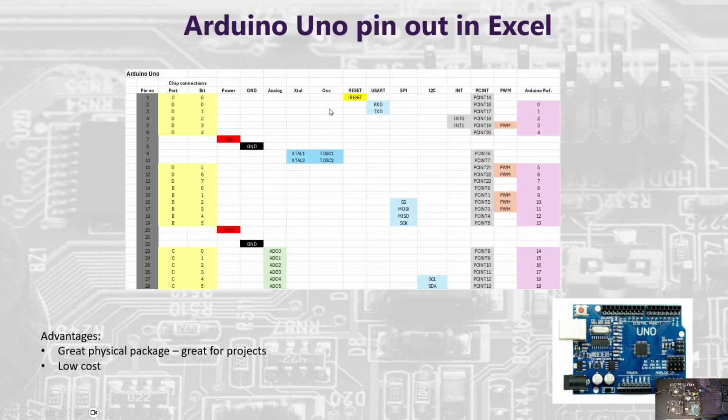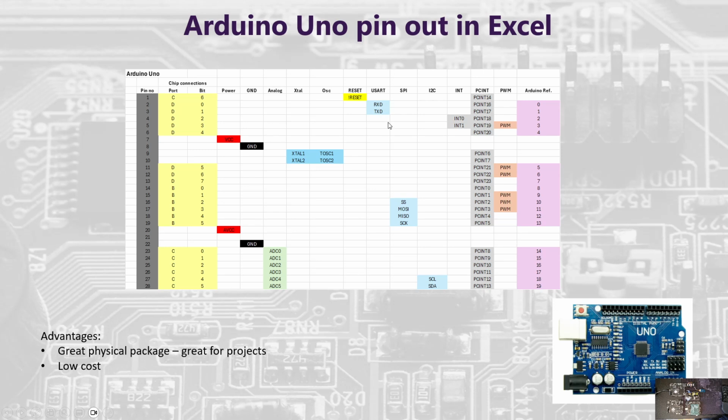So here you can see a spreadsheet that shows an Arduino Uno which has 28 pins. It shows the port and the bit connections, and then it shows the functions of each of the pins. Now all the port and bit connections you can see here can be used as standard digital input and output pins, but they have some additional functions. So for example, the analog pins are only on port C, as you can see here.